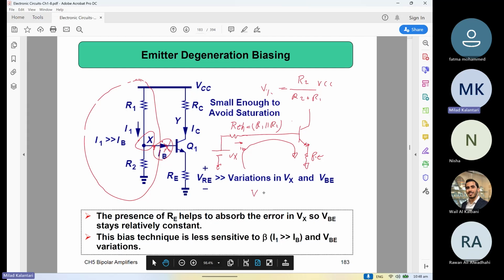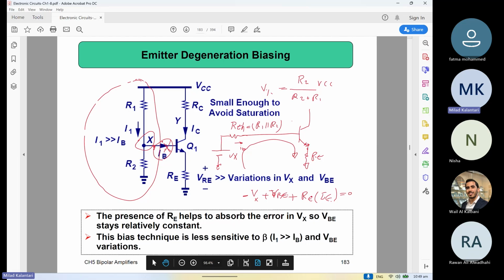Can you repeat? Plus, right? Plus, I write VBE. No, you just come from here to here, right? R emitter times what? I emitter, right? Equal to 0. So what is the I emitter then?